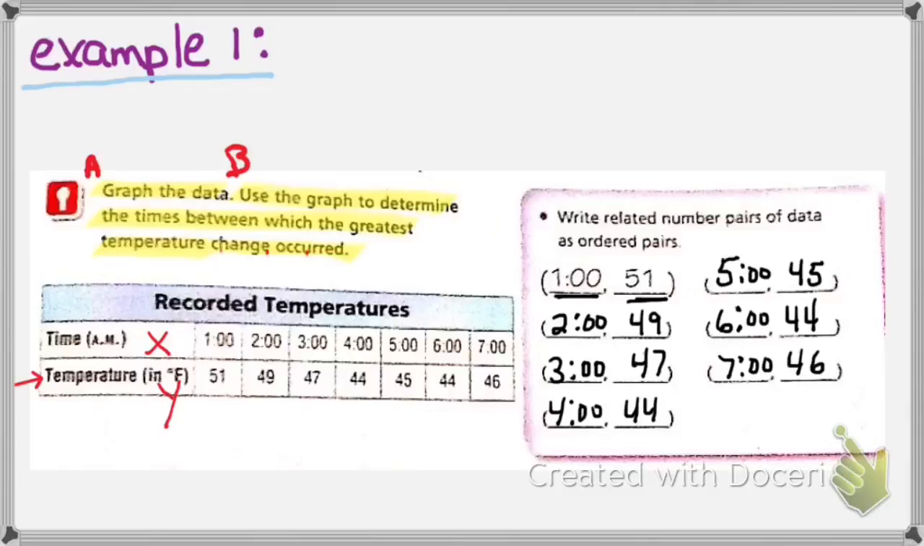I need to make sure that all of my numbers will fit in when I choose my scale and my interval. So the way that I do that is I look through all of the numbers to find my smallest number. And I see my smallest number is 44. I have two 44s, but that's still the smallest number. And I see my largest number is 51. So I know that I need to be able to fit within that scale the numbers 44 straight through to 51. I'll keep that in my mind as I'm planning out the y-axis.